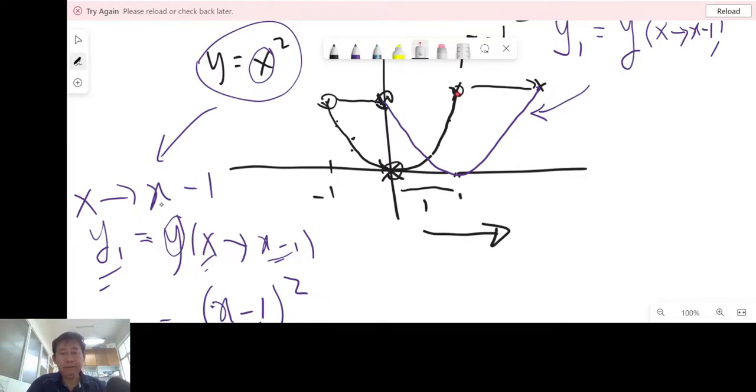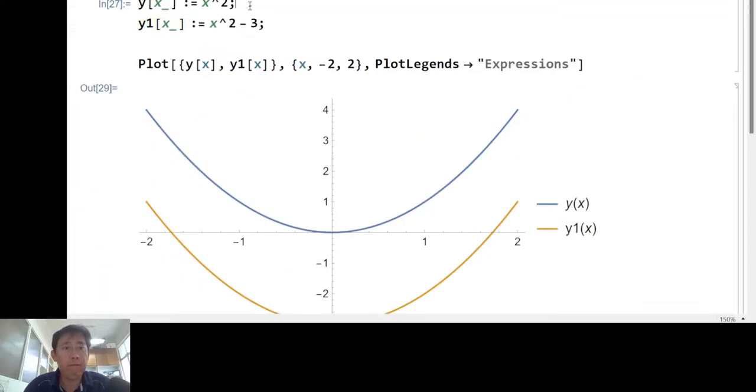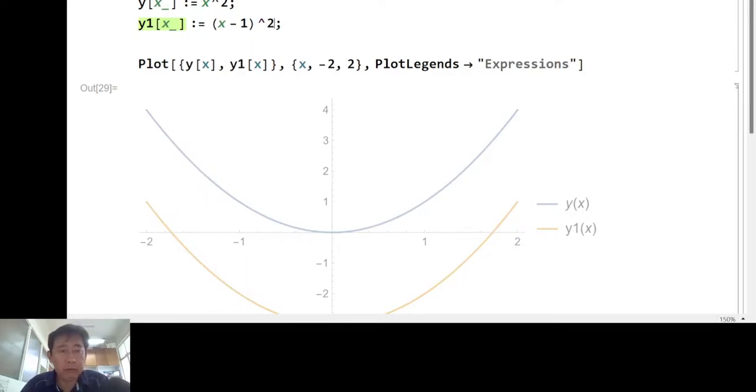So let's see if this is true. So I'm going to have a function of x squared, and if I define function y1 by saying the values of x in y are to be replaced by x minus 1, then the function y raises the argument x to the power of 2. So I'm going to raise the power of 2 as well.